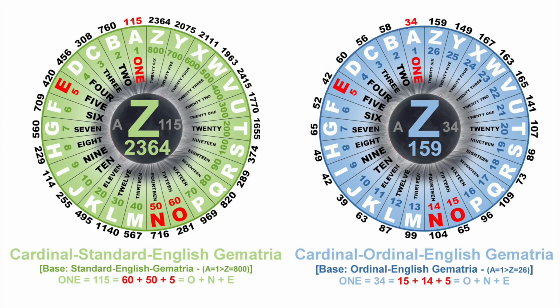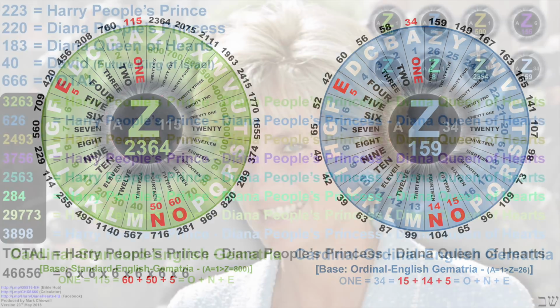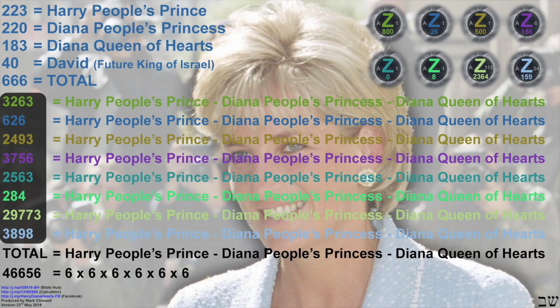Another system could be devised with the nomenclature of Ordinal Standard English Gematria, or Ordinal English Gematria, where the spelling of the words first, second, third, etc. are used instead of the spelling of the words 1, 2, 3, etc., which are used as is the case for cardinal numbers. So, I have explained all that to make this point.